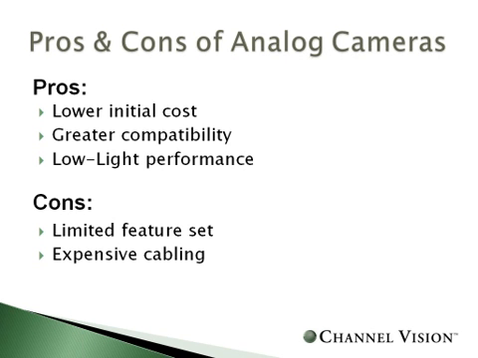Some of the challenges or drawbacks to analog cameras is that you will have a limited feature set. You're not going to get HD high resolution with an analog camera. And you do have to deal with expensive cabling. RG59 and 18/2 power is going to cost you a little more than a set of Cat5 cables, which essentially can make everything work for your specific application.